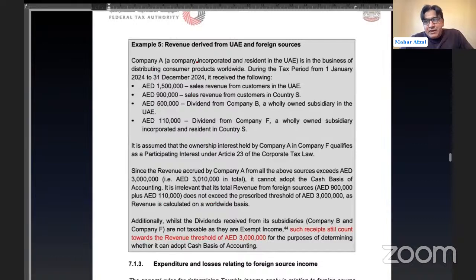Foreign sources. Company A is in the business of distributing consumer goods worldwide. Just keep in mind, this is the company. In distributing consumer goods, they received the following: 1.5 million revenue from UAE sourced income, revenue from customers. Now, this is foreign source income, a dividend from a wholly owned subsidiary. We are assuming this will be under the participation exemption, so it will be exempt. 1.5 million dividend from a wholly owned subsidiary resident in country X. This is a dividend from company B in the UAE, straightforwardly exempt because we are assuming it is received from a juridical person under the participation exemption, so out of scope as well. Both are exempt. This income is subject to tax.